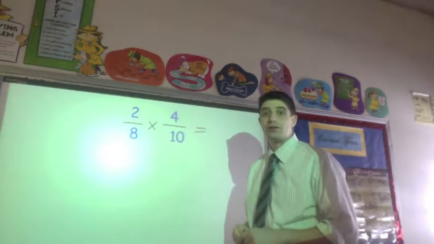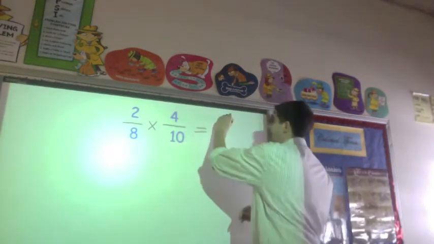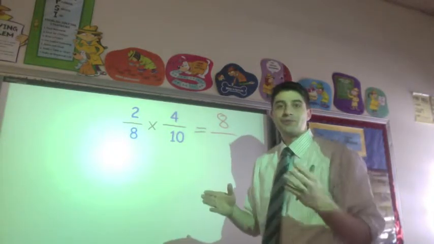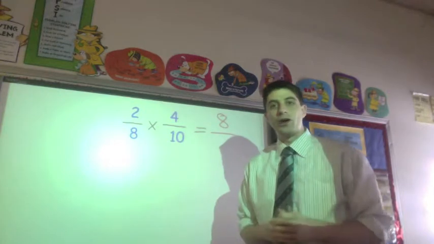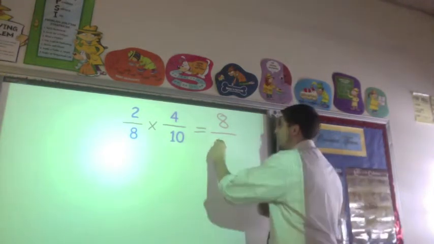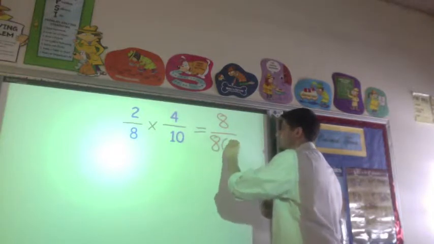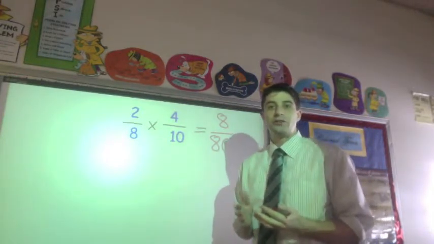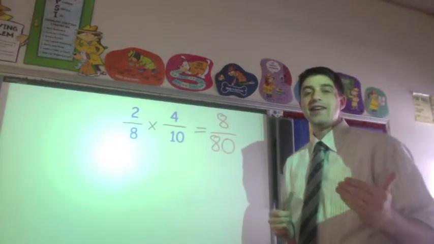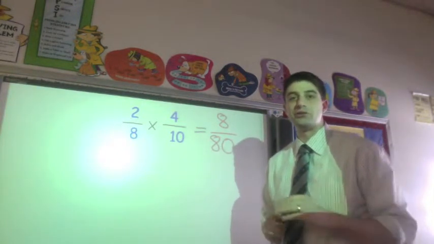2 times 4, yep, you guessed it, it's 8. And we're going to take our denominators, in this case 8 and 10, and multiply them together. 8 times 10, yep, is 80. As always, we have to make sure that our answer is in simplest form. 8/80ths is not in simplest form.